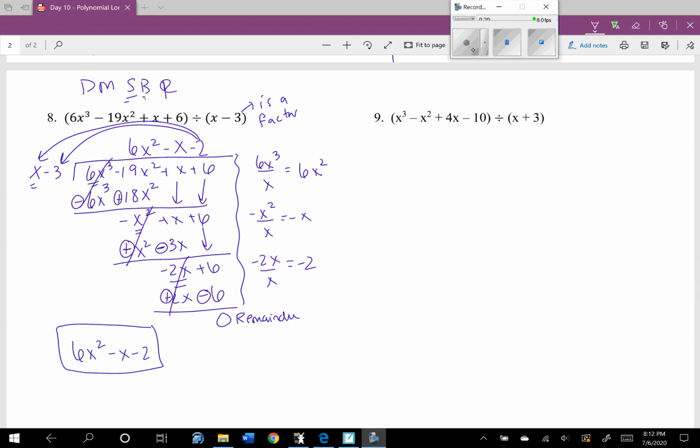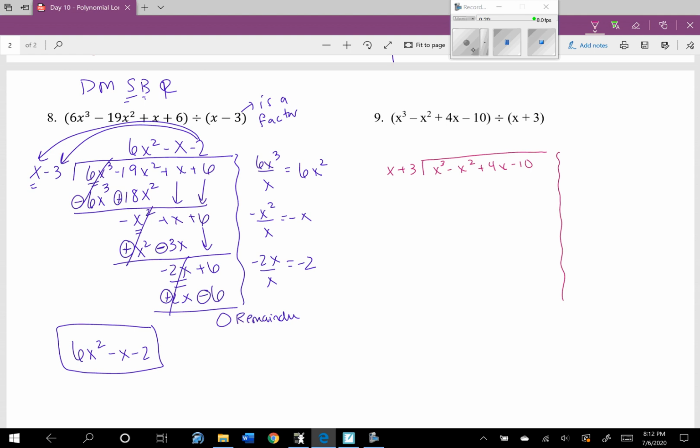All right, so let's go ahead and set this up. We have the x plus 3, and the dividend is x cubed minus x squared plus 4x minus 10. And we're going to do our work off to the side here. So here, I wasn't missing any zero placeholders. This is a degree 3, 2, 1, 0.